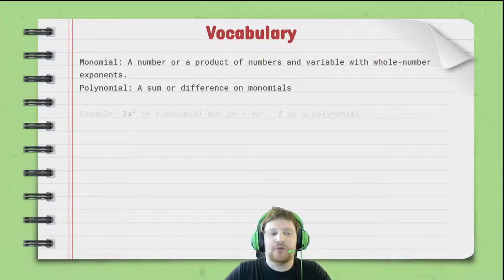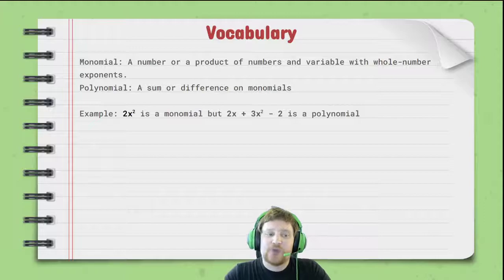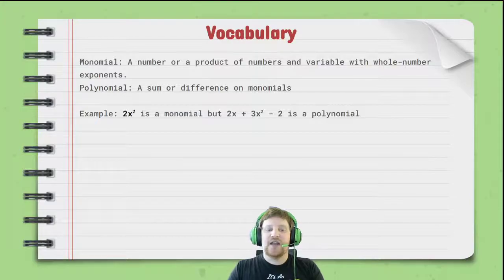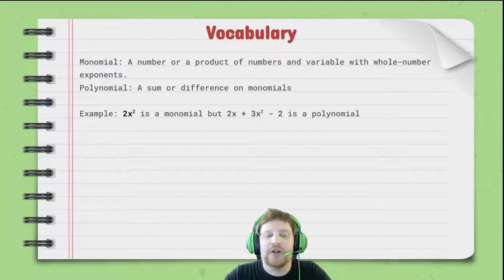Here's an example. 2x squared is a monomial, but 2x plus 3x squared minus 2 is a polynomial, because 2x, 3x squared, and negative 2 are all monomials, and we're adding or subtracting them together. That makes it a polynomial.